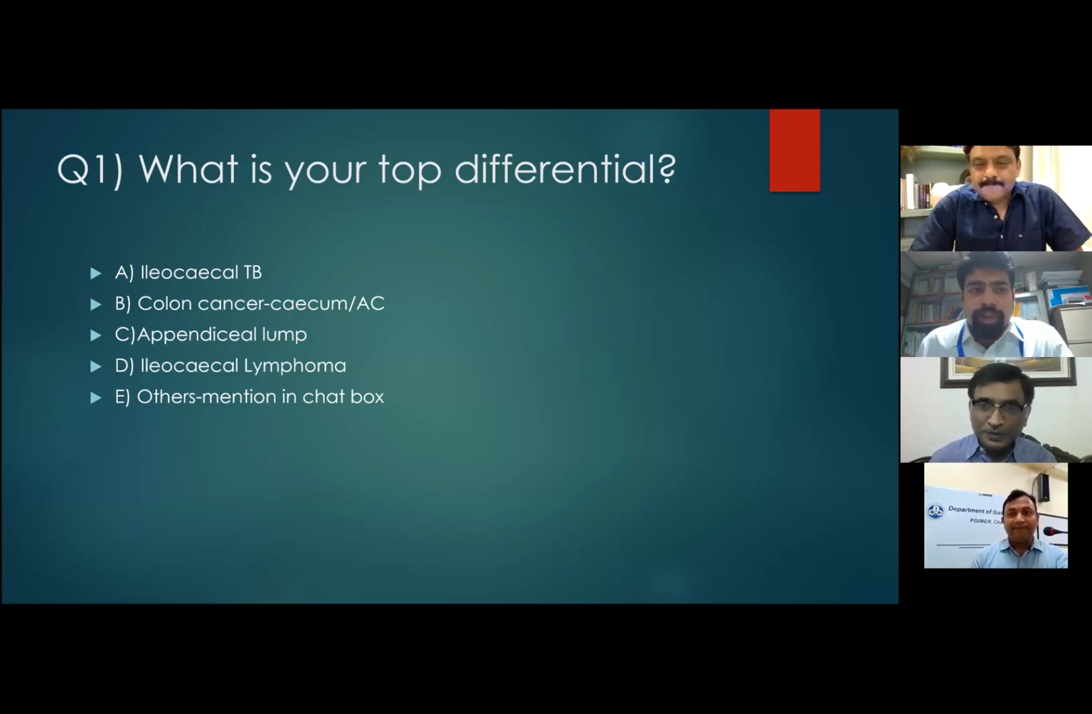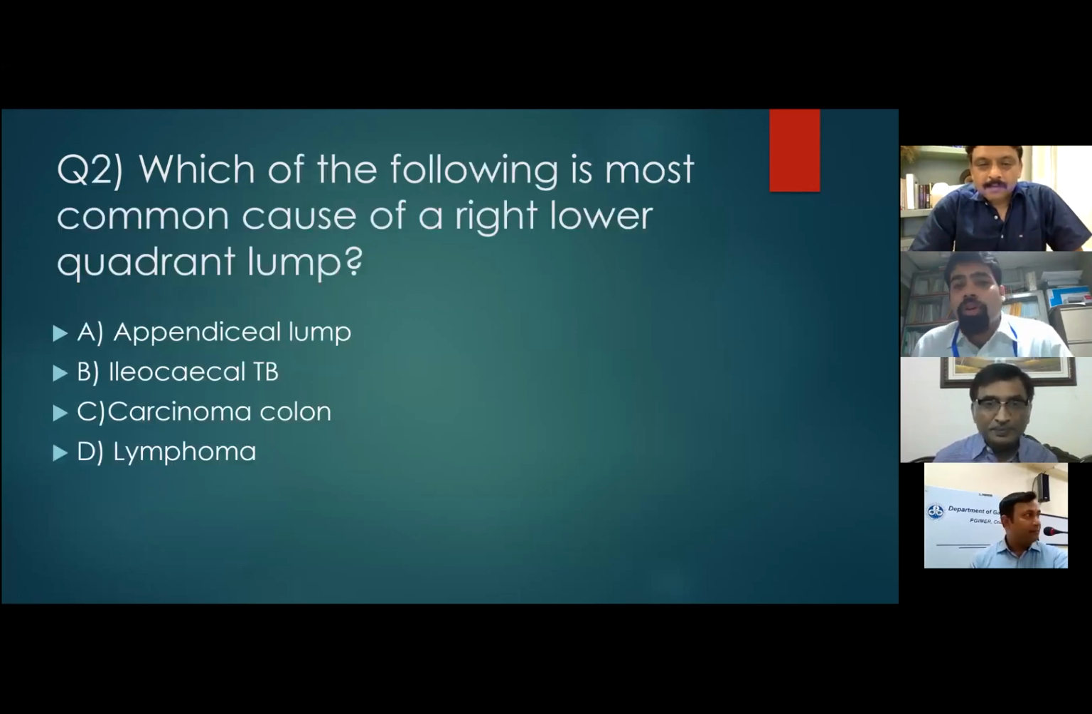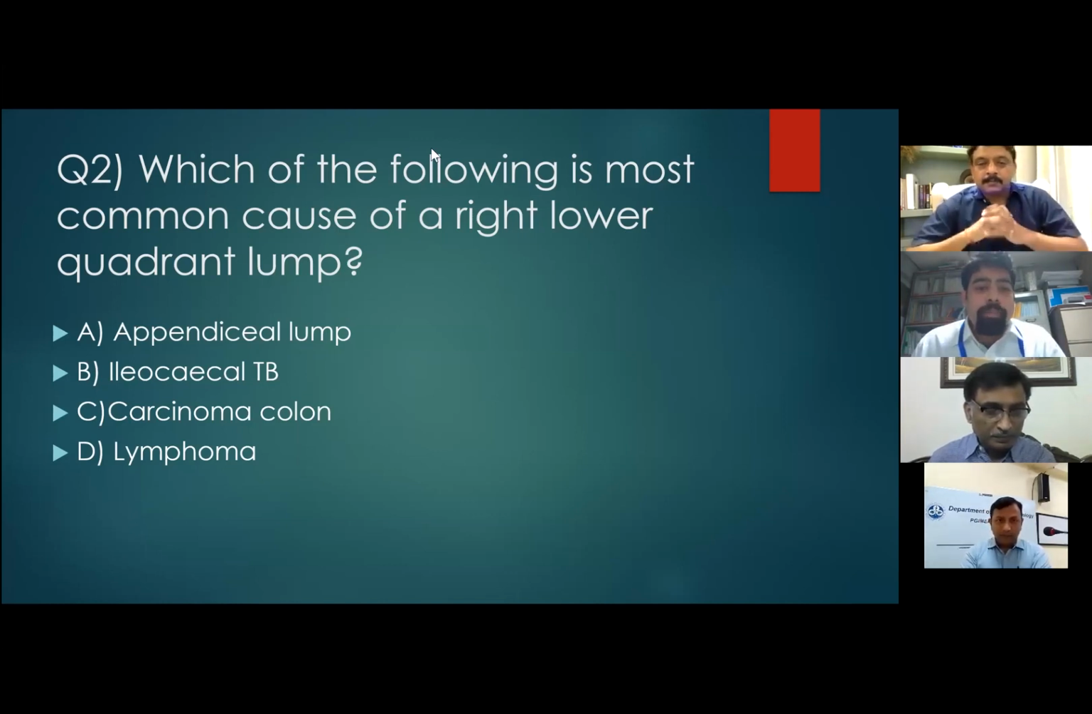Okay. So we have a closely related question. Which of the following is the most common cause of a right lower quadrant lump in our country? I think it's closely related to this only. So Yogita ji, can we run the poll again? All of you can vote. The options are A, an appendiceal lump, B, ileocecal TB, C, carcinoma colon, and D, lymphoma. Let's see what the audience have to say.